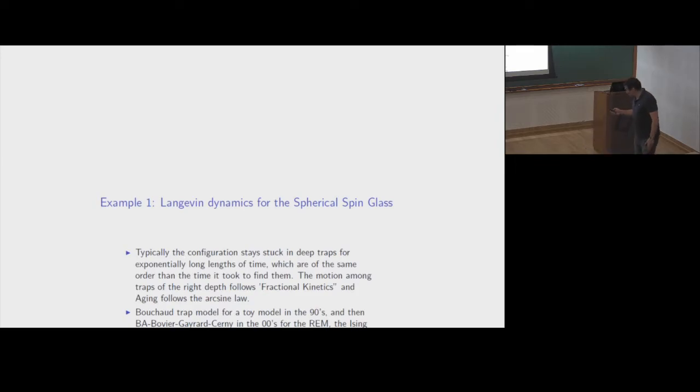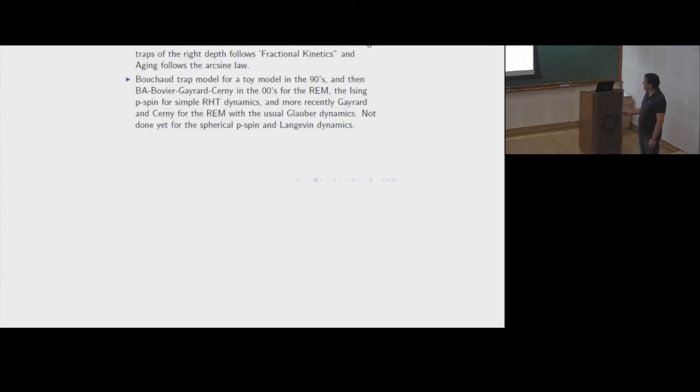And then the mathematicians embarked on proving this, and we did that with Antoine Bovier, Véronique Gayrard, Jiří Černý, in different groups in the 2000s, first for the random energy model, then for the Ising p-spin, for simple random hopping trap dynamics, or Bouchaud dynamics. And more recently, Gayrard and Černý have done that for the REM with the usual Glauber dynamics. In fact, it's not yet done for the spherical p-spin and the Langevin dynamics, really rigorously.